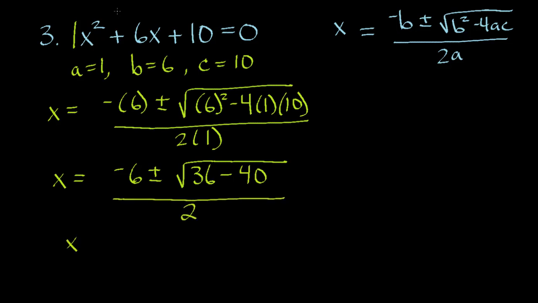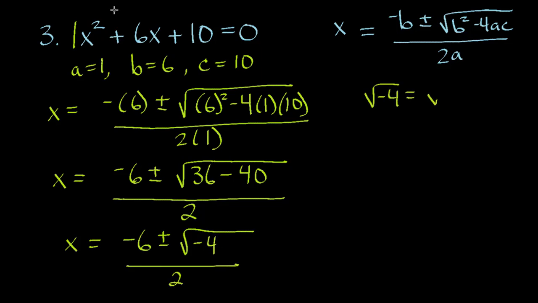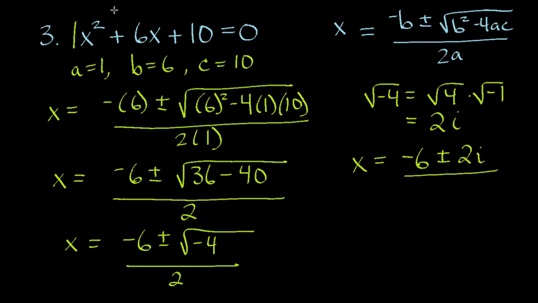It looks like we're going to get another imaginary solution because under the radical we have a negative number, negative 4. Square root of negative 4 is the square root of 4 times the square root of negative 1. Since 4 is a perfect square, square root 4 we can simplify to be 2, and square root negative 1 is i. So we will substitute that at the top of the fraction. Negative 6 plus or minus 2i all over 2.